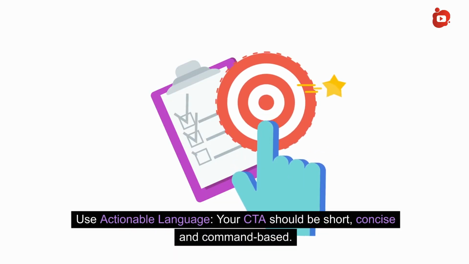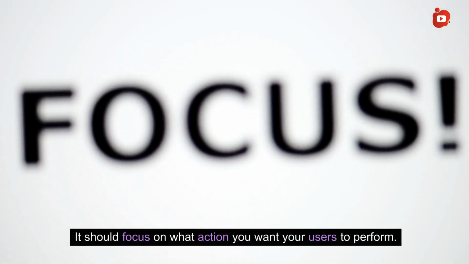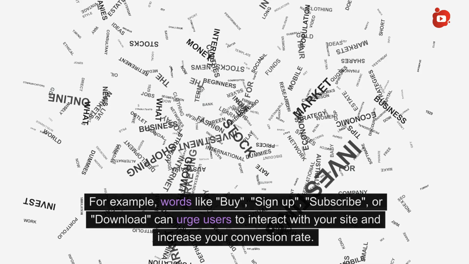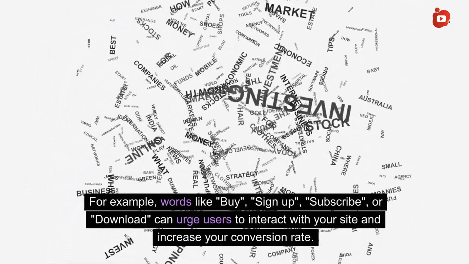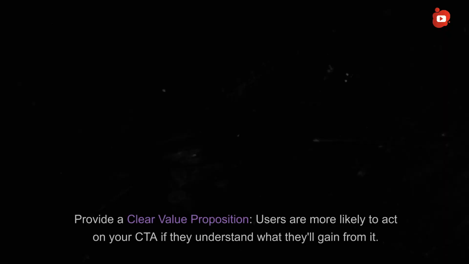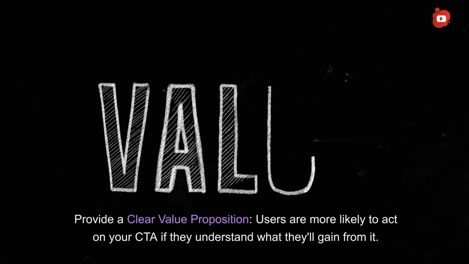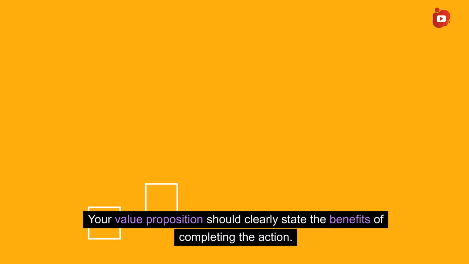Use actionable language. Your CTA should be short, concise, and command-based. It should focus on what action you want your users to perform. For example, words like buy, sign up, subscribe, or download can urge users to interact with your site and increase your conversion rate. Provide a clear value proposition. Users are more likely to act on your CTA if they understand what they'll gain from it. Your value proposition should clearly state the benefits of completing the action.